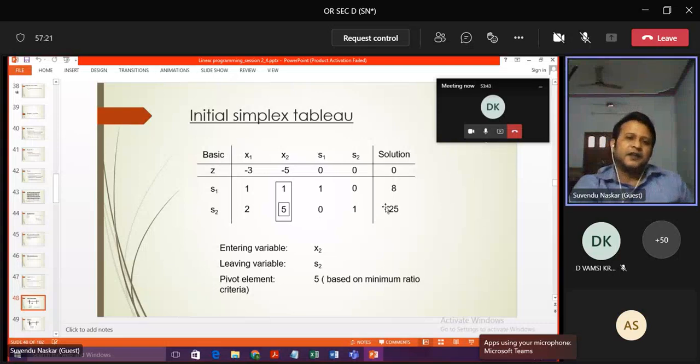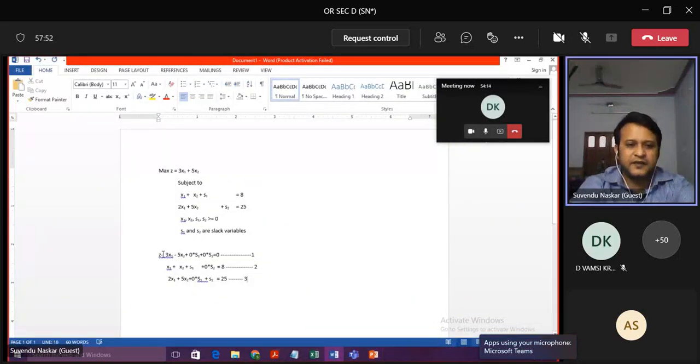So this is my initial simplex tableau. Okay, this is in the form of a table, where in the right hand side you have solutions, you have the decision variables, these are the variables which you are using, and these are the slack variables. Remember, these are the three functional equations. First one is minus 3x1 minus 5x2 plus 0 s1 plus 0 s2 equal to 0. So let's go back. This is the first equation. Minus 3x1 minus 5x2, 0, 0, equal to 0.